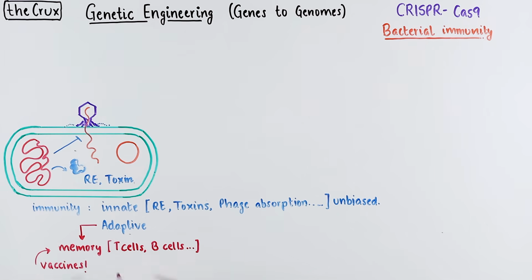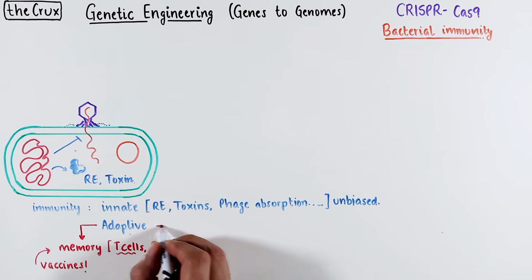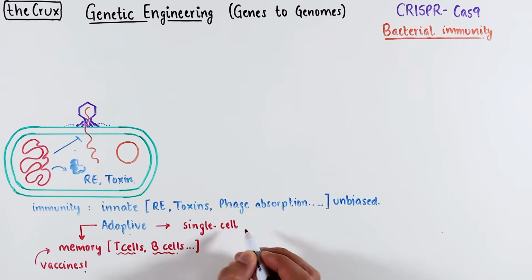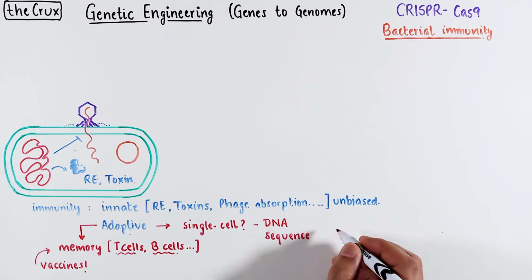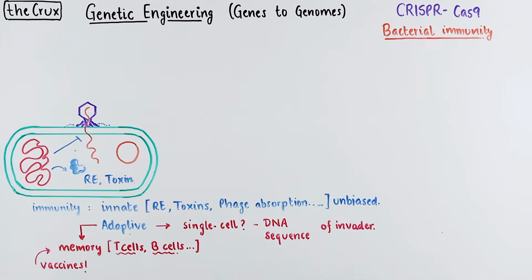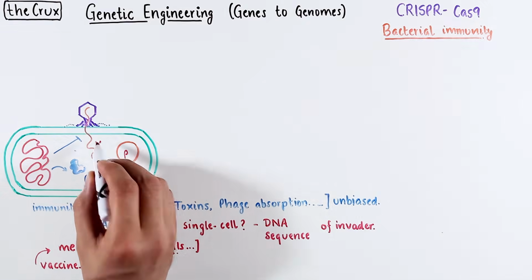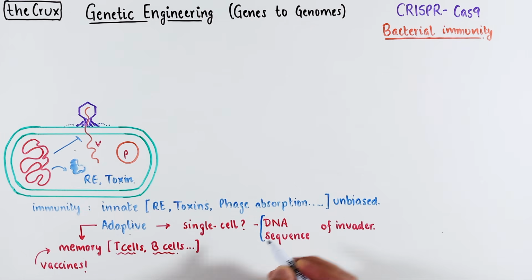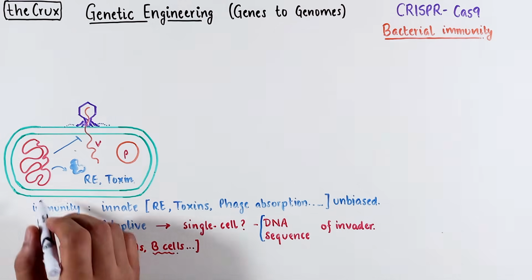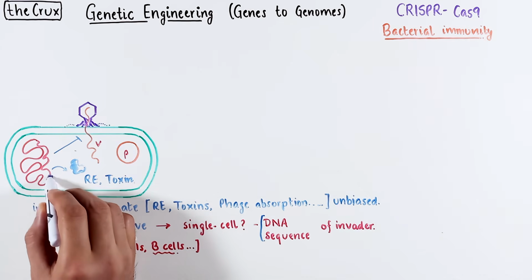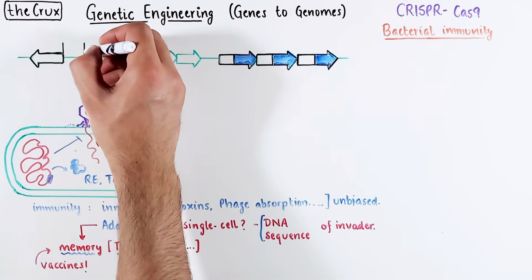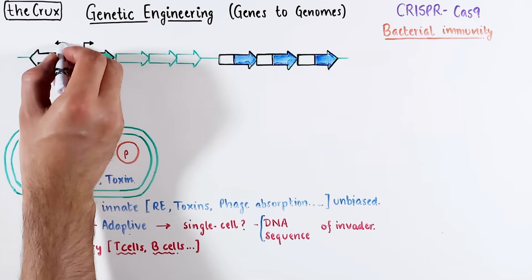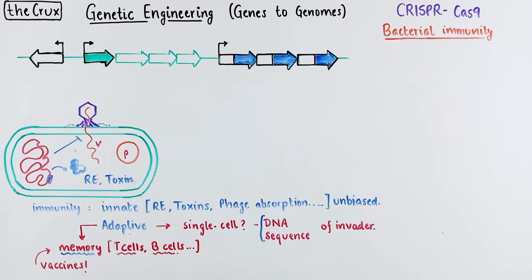But we are complex multicellular organisms. How then can single-cell organisms like bacteria create immunogenic memory? The answer is in the DNA sequence of the invader. The DNA sequence of the invader can be stored as a memory in the bacterial genome at a specific location and retrieved at a later stage to defend against that same pathogen. The CRISPR-Cas9 locus is that specific location where foreign DNA sequences can be stored and retrieved when needed.